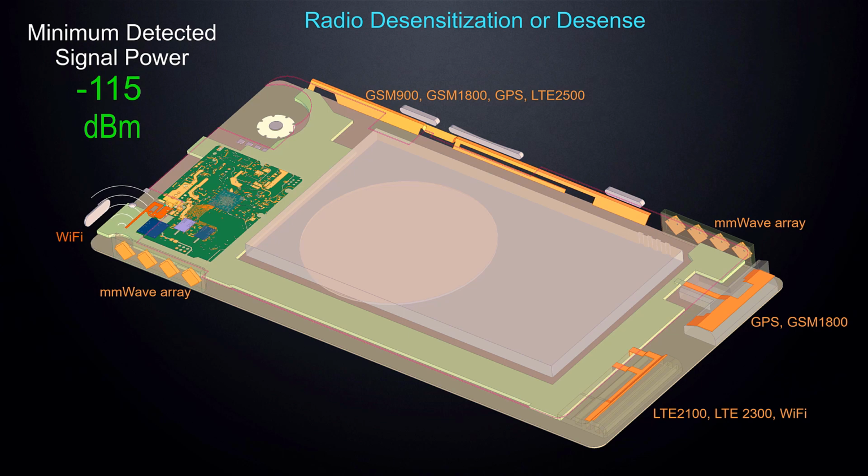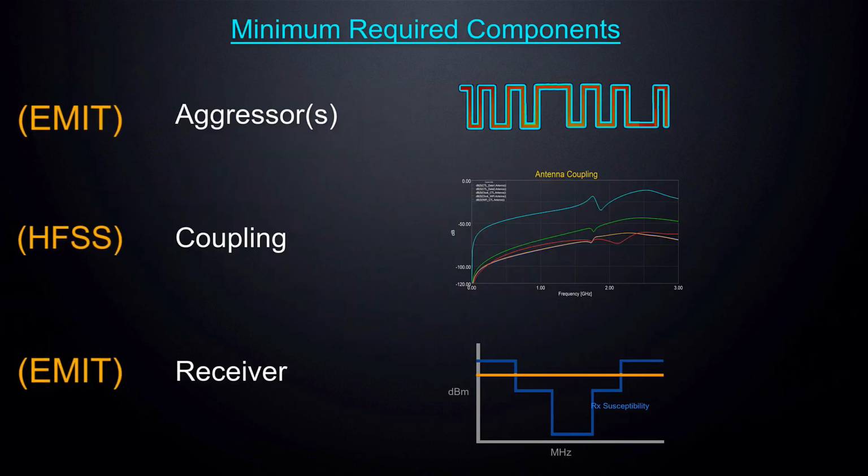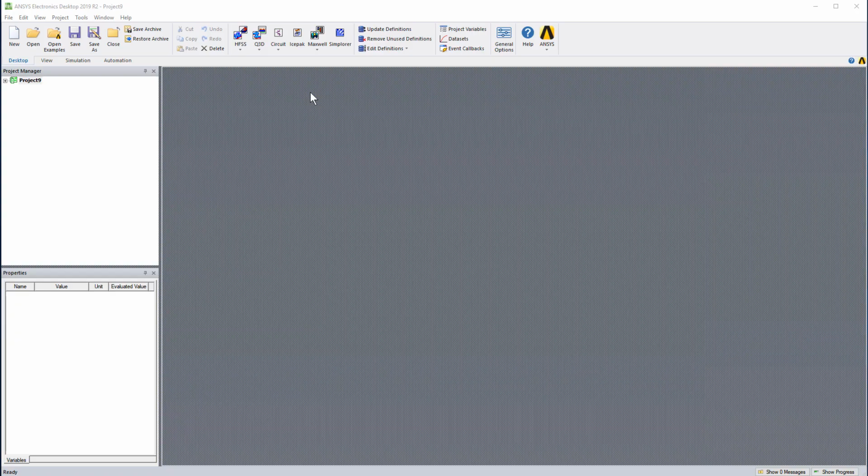In the previous video, I gave you an overview of Desense and our simulation workflow. Geared towards new and advanced users, this tutorial series covers the latest technologies and best practices to mitigate RF Desense for wireless electronics devices in ANSYS HFSS and EMIT. Before we commence our Desense workflow, a quick word on how to use this tutorial.